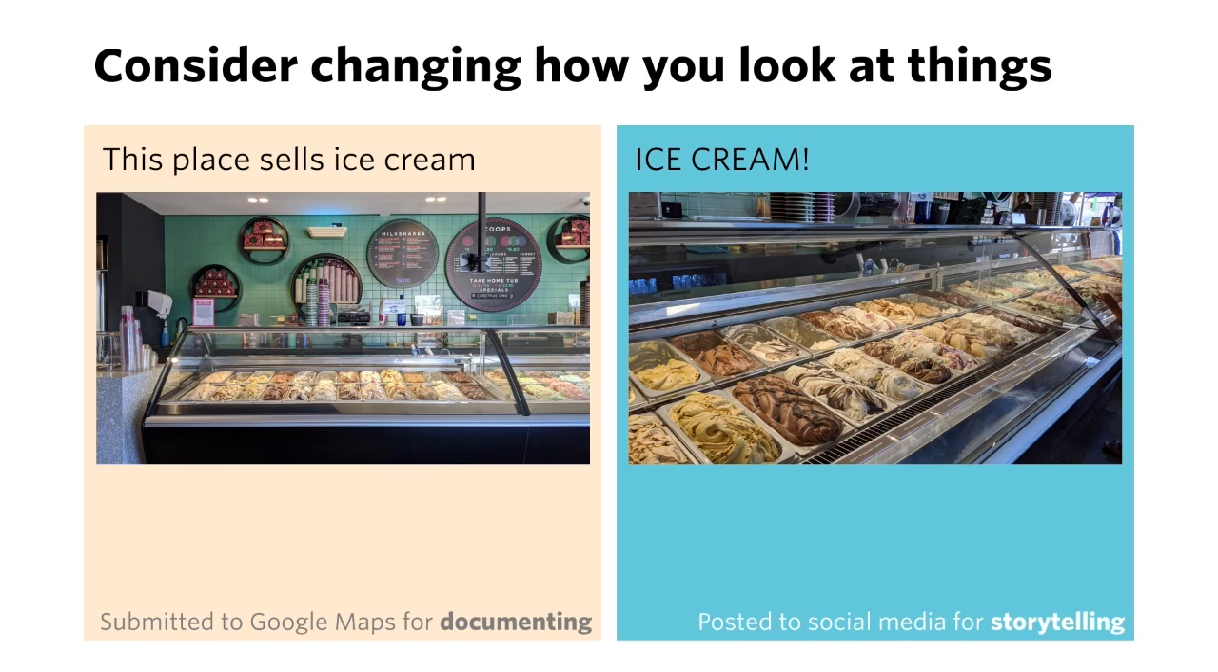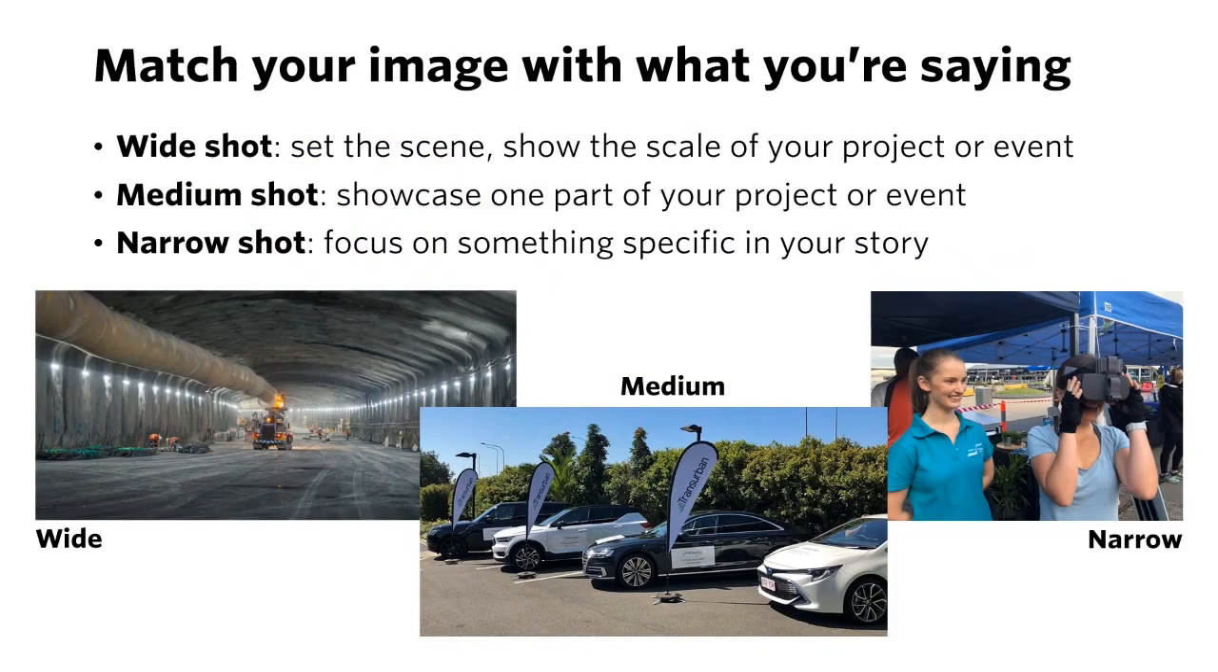So it wasn't very difficult for me to do. I took one straight on photo to document, and then I went and took a photo from an angle with some leading lines to actually tell a much, much better story. And this is simple stuff that most of us can do. A couple of things to keep in mind when taking photos is basically to match your image with the story you're trying to tell, right?